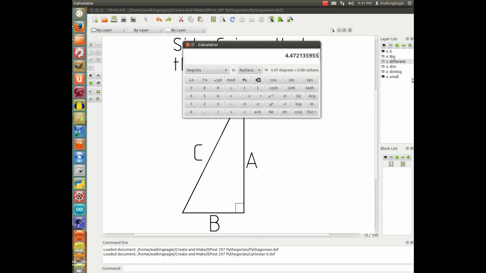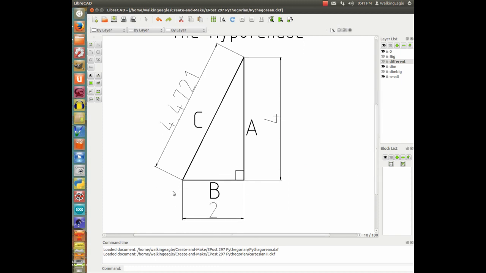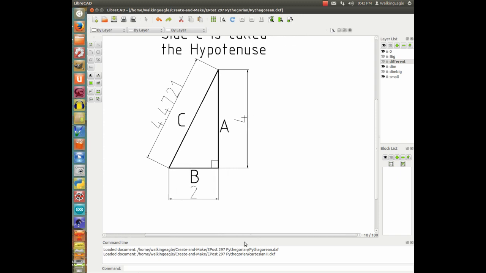And we end up with 4.4721 and a bunch of numbers. So, let's see if that is true. I now take, and I did a dimension on this triangle that I drew, and you see that one side is 2, the other side's 4. And this came out to 4.4721, which is exactly what we calculated when we did our calculation. So it works. At least it worked on that one. It works on all of them for any right triangle.